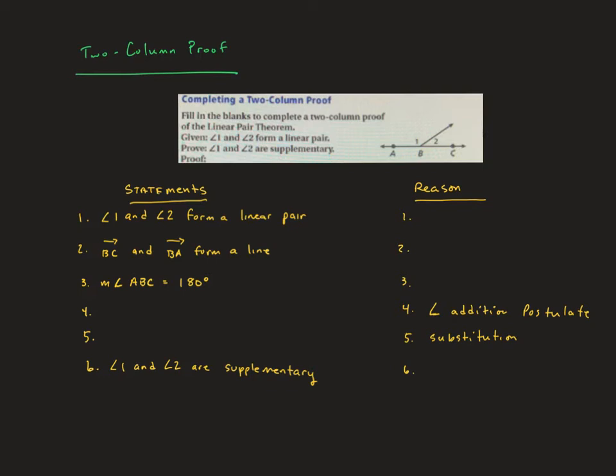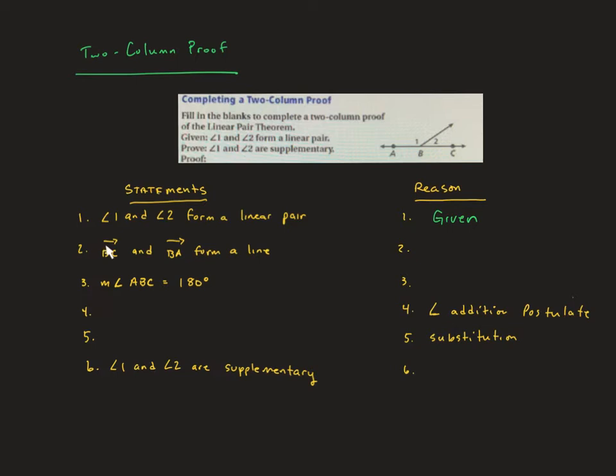So completing a two-column proof, it says fill in the blanks to complete the two-column proof of the linear pair theorem. Given angle 1 and angle 2 form a linear pair, okay? So angle 1 and angle 2 form a linear pair, and then prove that angle 1 and angle 2 are supplementary, okay? So first, if I look here, statements, angle 1 and angle 2 form a linear pair. That is my given right there. So that is going to be given.